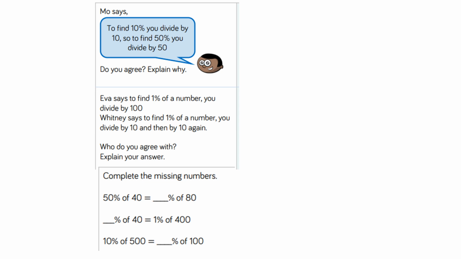So 50% of 40 is the same as what percent of 80? What percent of 40 is the same as 1% of 400? And 10% of 500 is the same as what percent of 100? Have a go.